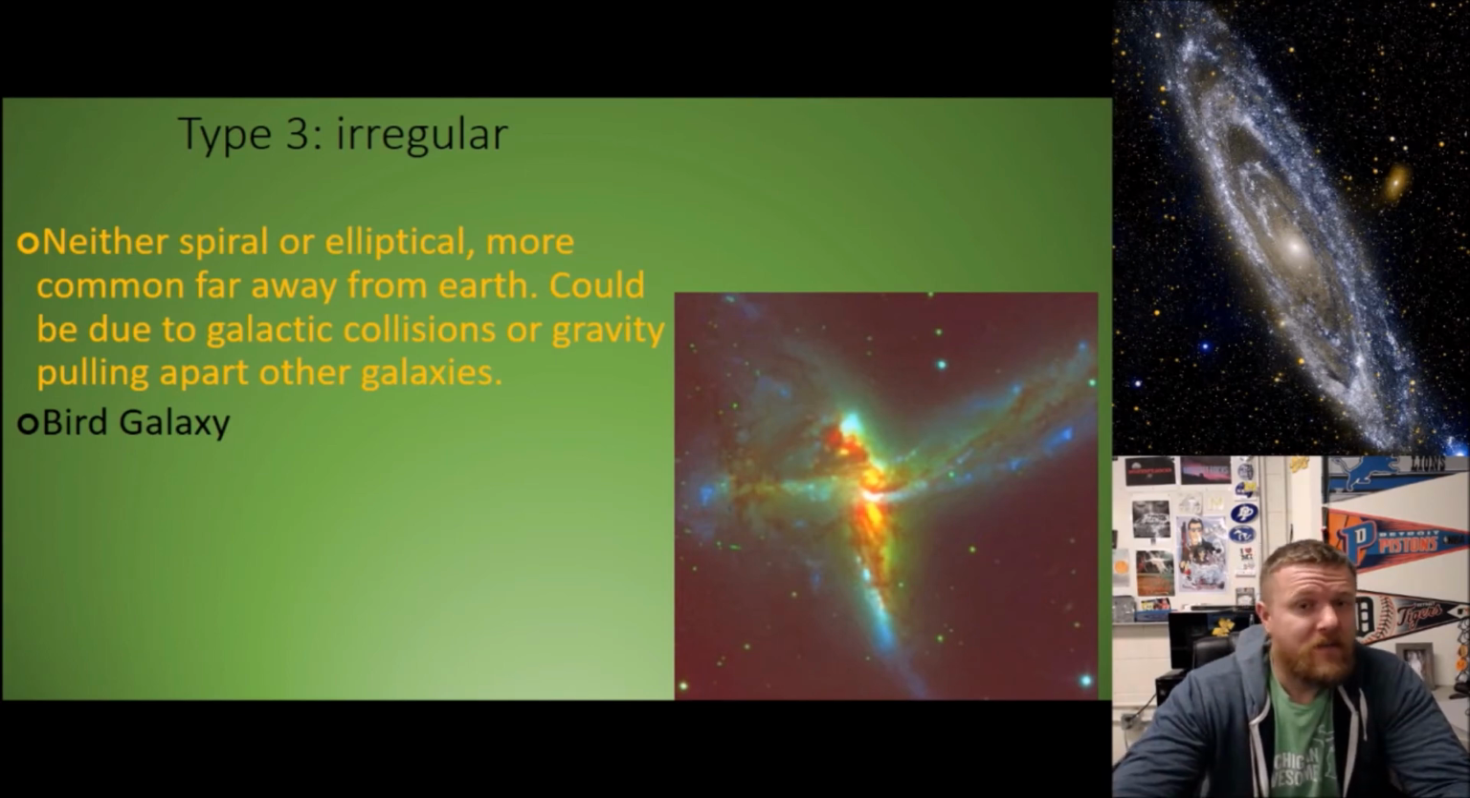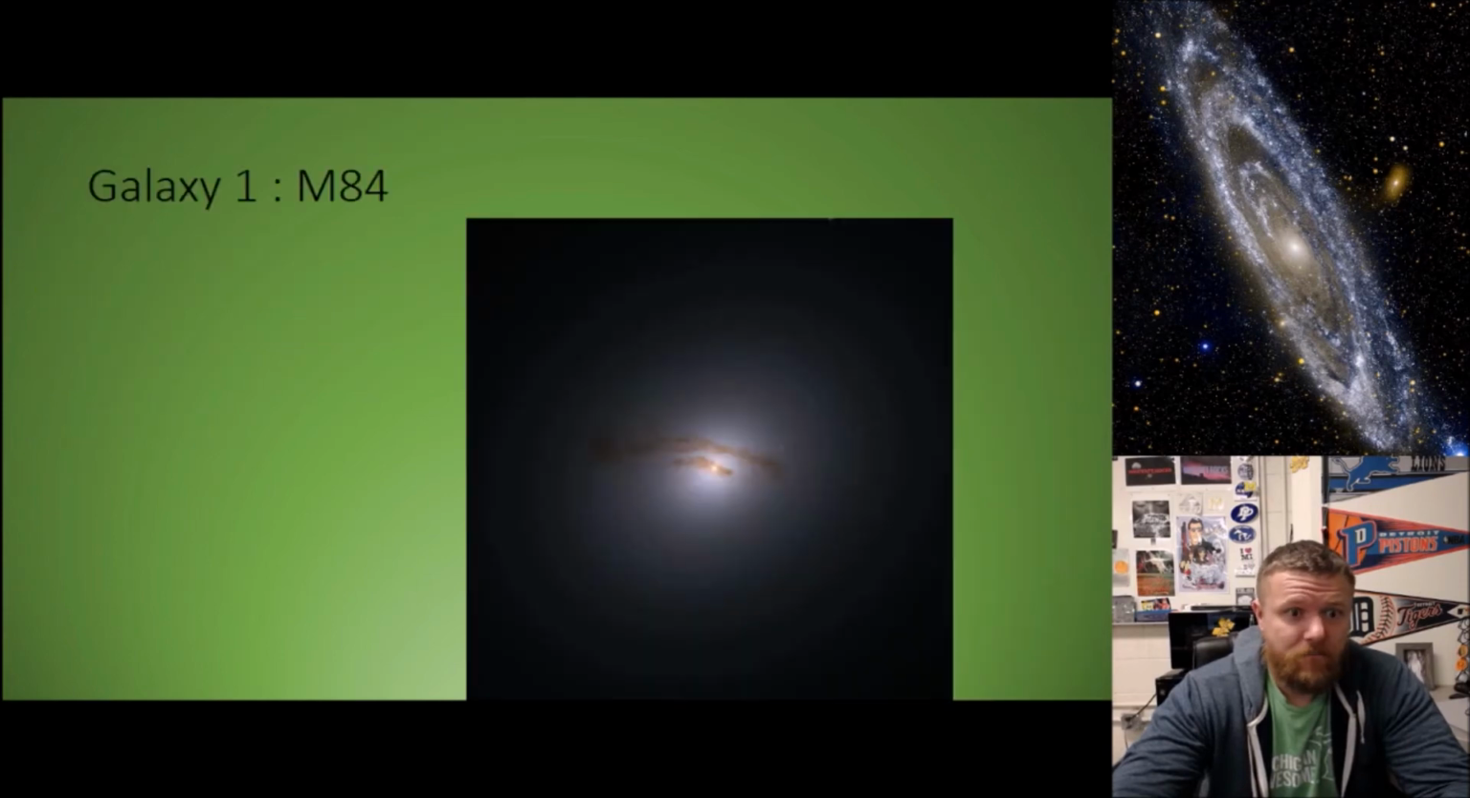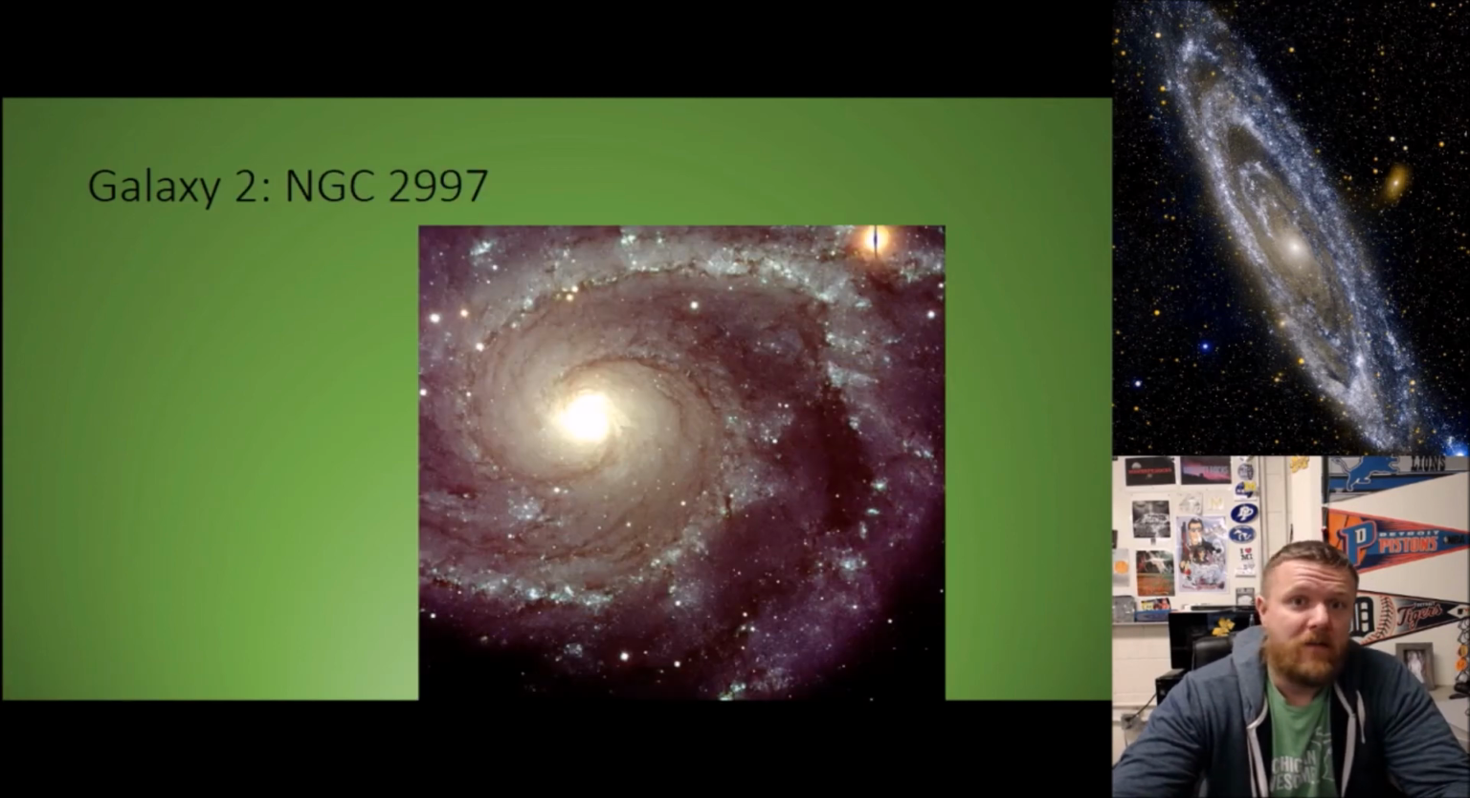And now I want to see if you guys can identify any of these. What type of galaxy is this? I'll give you the first one for free. This galaxy is kind of circular, does not have a lot of blue stars. This is going to be an elliptical galaxy. What type of galaxy is this?